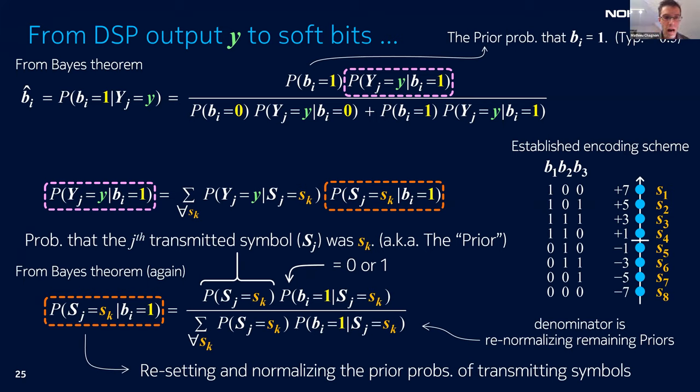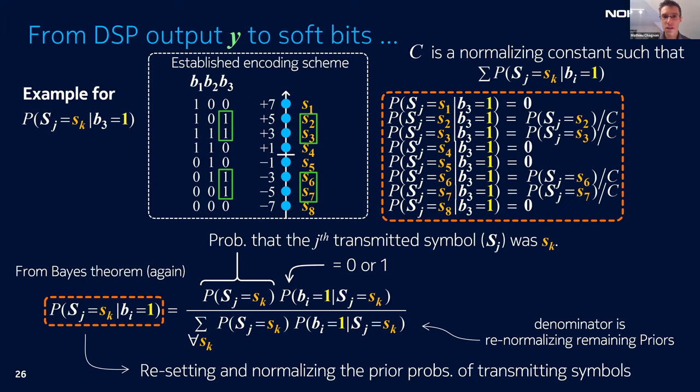So if I have a certain prior probability of transmitting symbols, I can again use Bayes' theorem to pretty much reset and renormalize these priors, knowing that I'm now living in a world where the ith bit is a one. Okay, and I'm going to use this slide to express what this really means.